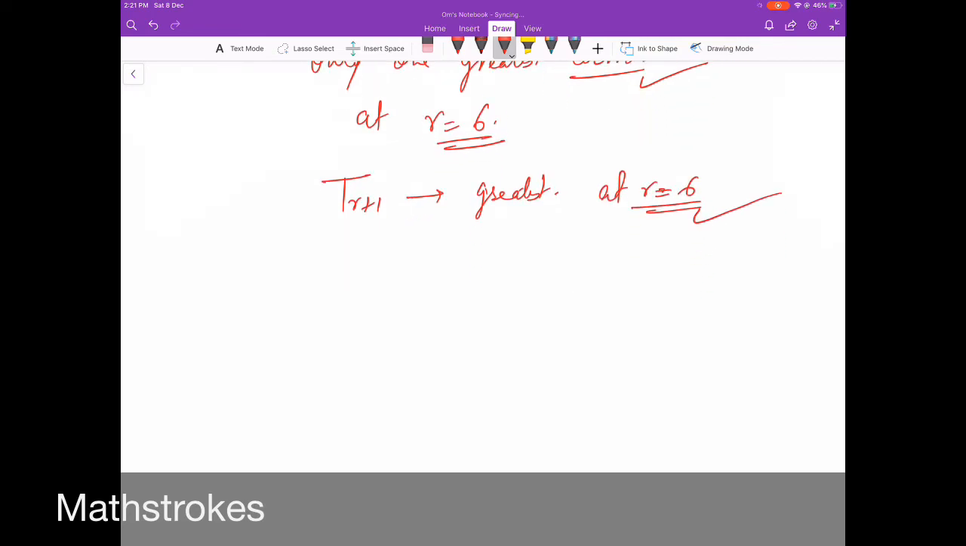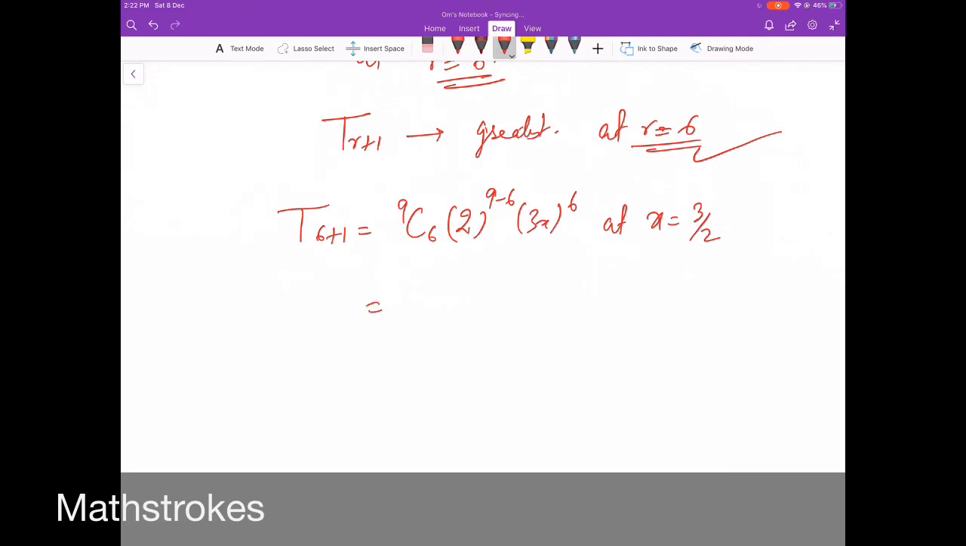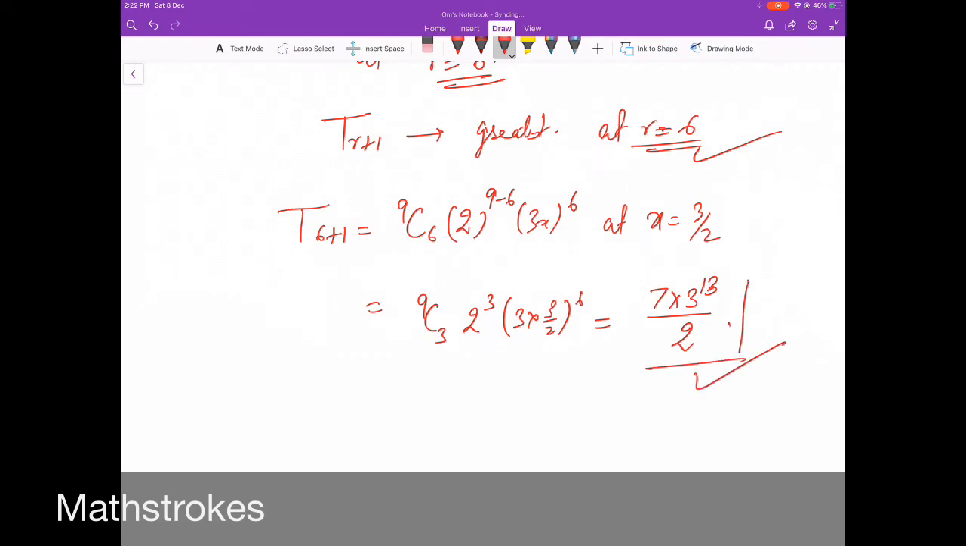So what is the greatest term? t(6+1), which is equal to 9C6, 2 to the power 9 minus 6, and (3x) to the power 6 at x is equal to 3 by 2. This becomes 9C3, 2 cube, 3 into 3 by 2 to the power 6, and I am writing the answer directly. You can solve it on your own. This is 7 into 3 to the power 13 upon 2. Okay, so this is the required answer.